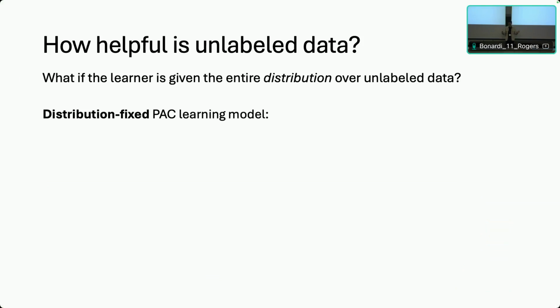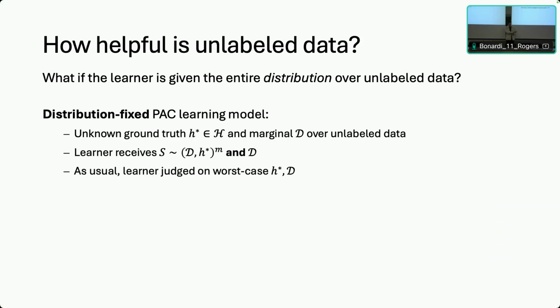distribution on unlabeled data. To be a little more explicit, the adversary picks a ground truth classifier, h star in H, and a marginal D on unlabeled data. This time, the learner gets the IID training set, but it also gets this marginal D. Just at a mathematical level, it receives this marginal. And as usual, everything else is as in the PAC model. So I'm judging the learner based on worst case performance over all possible realizable distributions.